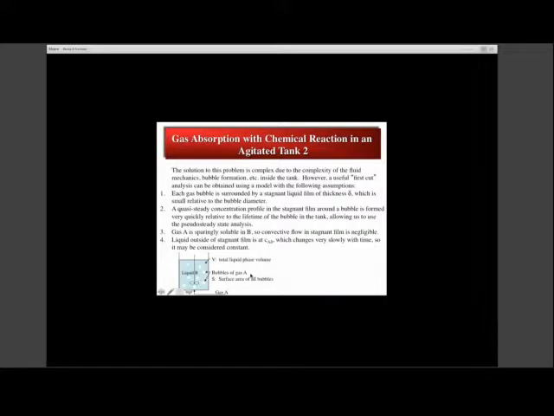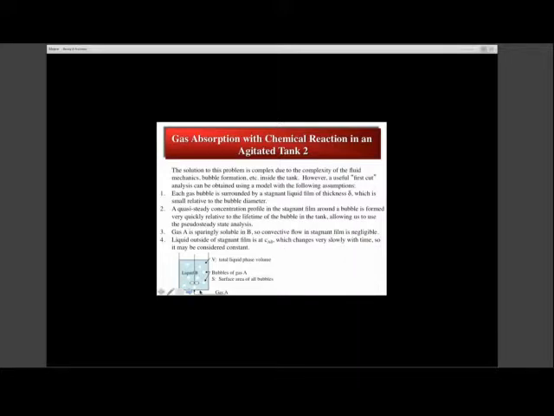Gas A is sparingly soluble in B, and as a result of that, the mole fraction of A in the liquid at any point is going to be taken to be small, and so convective flow in that stagnant film is negligible. And outside of the stagnant film, the concentration of A is going to be given by C_A delta, and we'll assume that this changes very slowly in time.